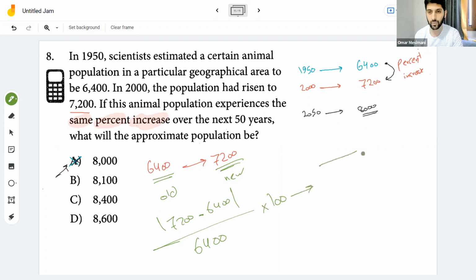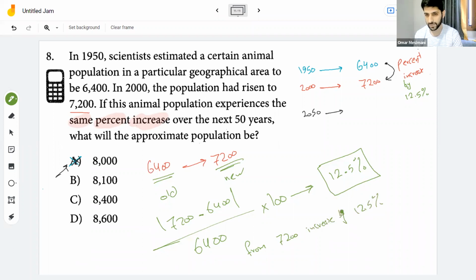And right now, what I'm doing is calculating the % increase. So basically, it's increased by 12.5%. So from 6,400 to 7,200, it's increased by 12.5%. And now I'm going to say that in the next 50 years, it's going to increase by the same %. Right now, what I'm going to say is, from 7,200, I'm going to increase by 12.5%.